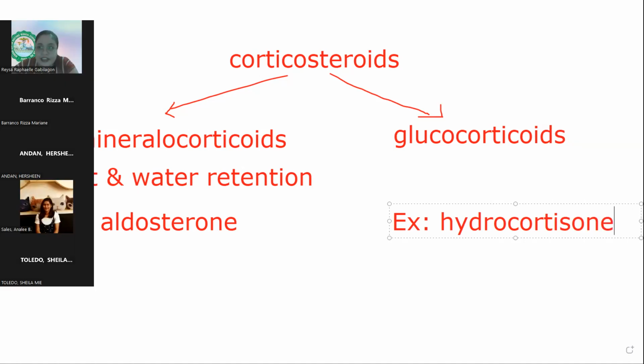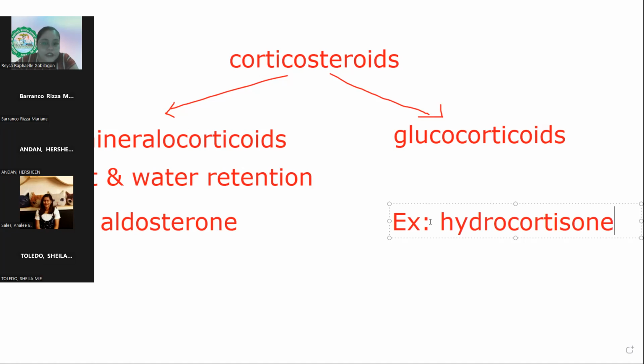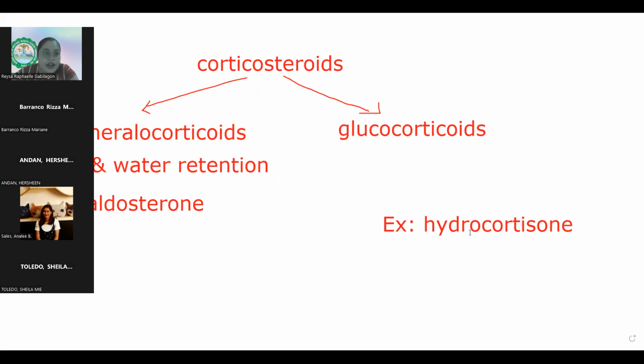Did I clarify that? Yes, ma'am. Or you still have questions? Kasali na dyan yung mga available natin na corticosteroids na tinatawag in the market. Dito yan sa glucocorticoids ma-under. Prednisone, betamethasone, what else? Yan, hydrocortisone.